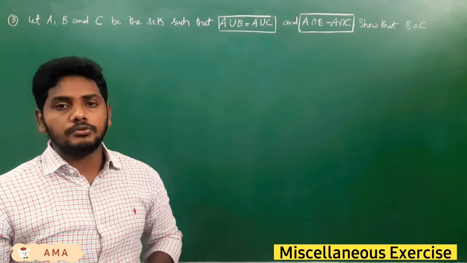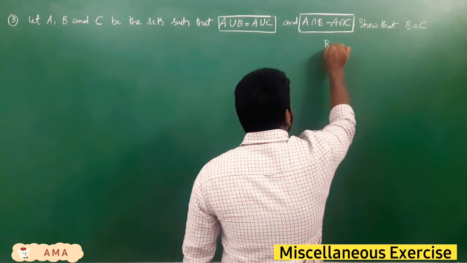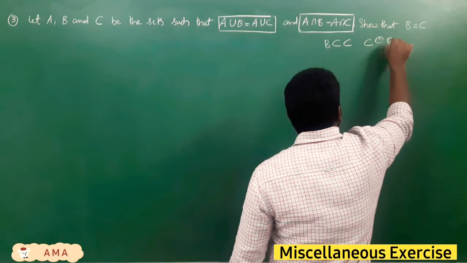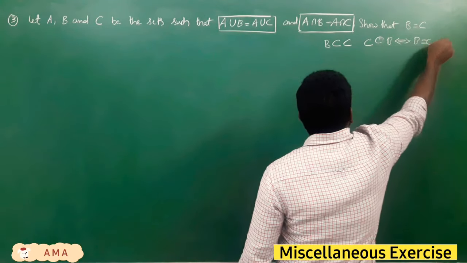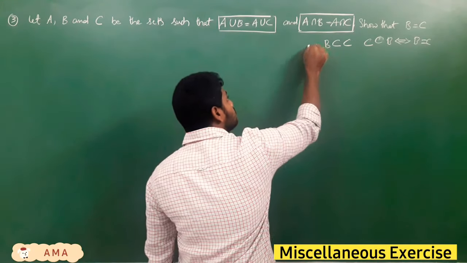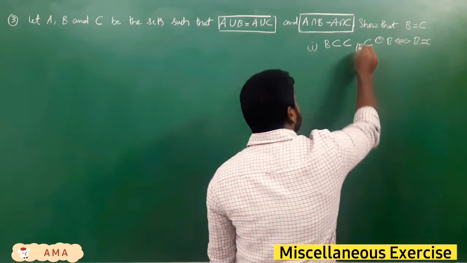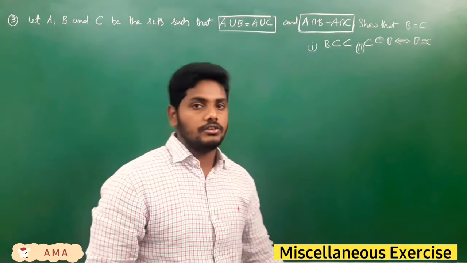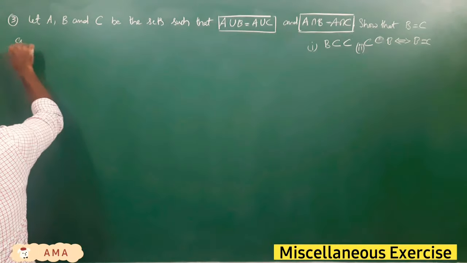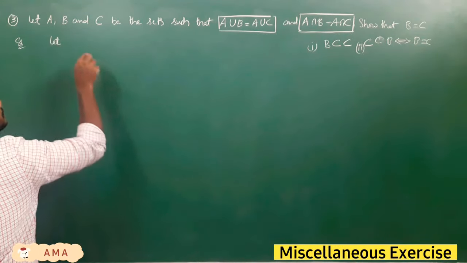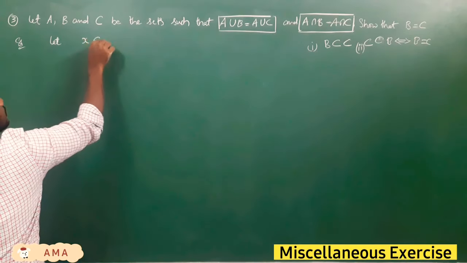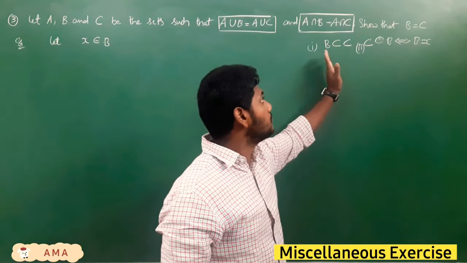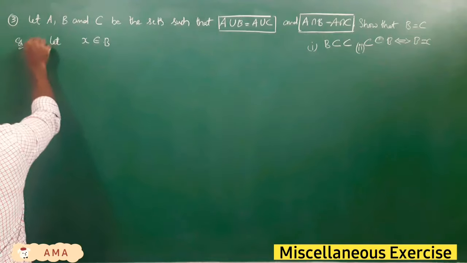So through which case can we prove B equal to C? We have to prove B is a subset of C and C is a subset of B. That is, double implication gives B equal to C. So these are the two cases we need to show. If B is a subset of C, and C is a subset of B, then automatically B is equal to C. First, I will consider proving B is a subset of C. Why? Because first we need to prove B is a subset of C. So let x belong to B.